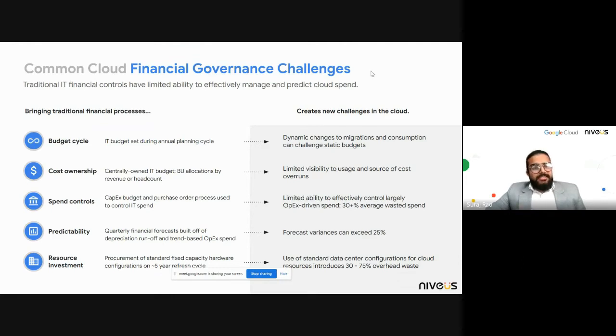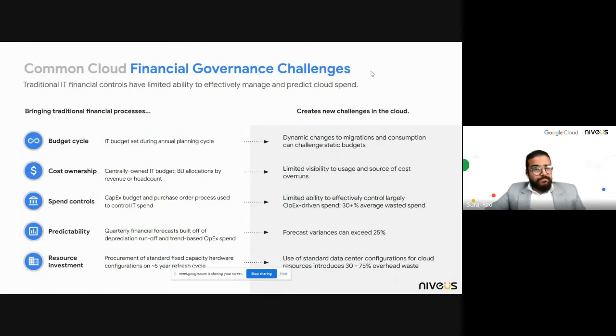It is very important to understand that traditional IT finance control is not a key practice or key metric to actually track your cloud expenses. Because in traditional IT processes, we have our own budget cycle and cost ownership, and we allocate each cost to a specific department or BU head. But the cloud is dynamic in nature, and the cost or consumption will increase based on the migration and the consumption that we do in the cloud. The budget cycle will actually vary, and the cost of ownership makes it difficult to put controls on the spend.